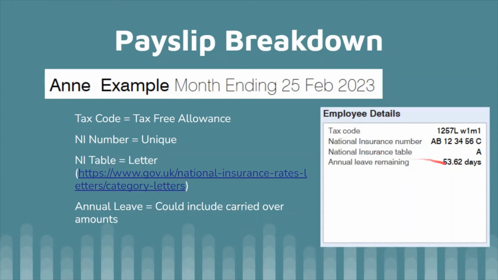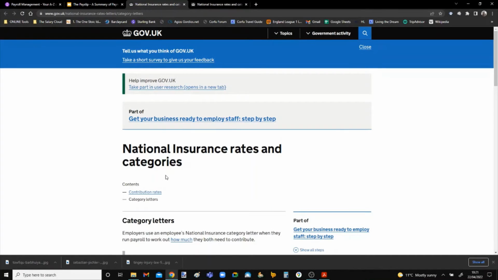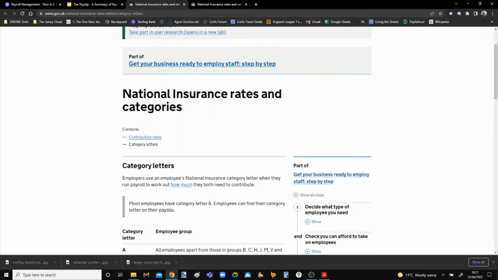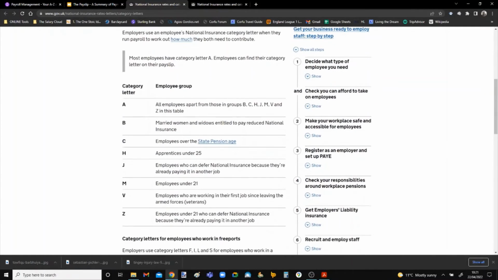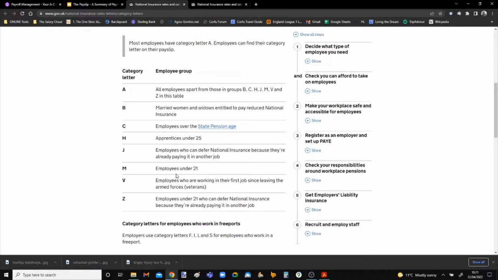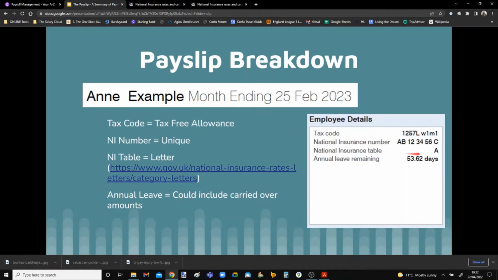You will also have a national insurance letter. So it's saying here national insurance table. And again, I'm not going to go into too much detail about this at the moment. It's something that we will be looking at later on in a future lesson. But just to make you aware, there are different national insurance rates and categories, and those categories are broken down by different letters. Just so you know, most people are category A. So you're more than likely going to see A within this section of the payslip.